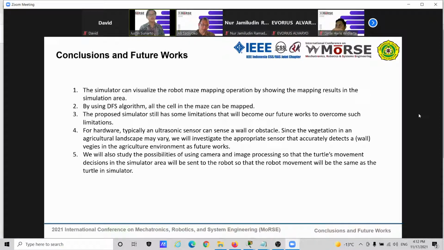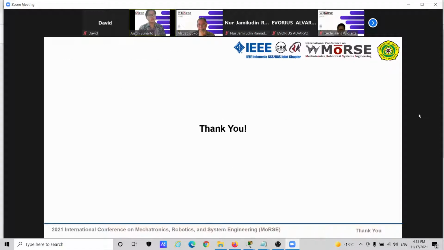But since the vegetation in an agricultural landscape may vary, we will investigate the appropriate sensor that accurately detects a wall or veggies in the agricultural environment as future works. We will also study the possibilities of using camera and image processing so that the turtle movement decision in the simulator area will be sent to the robot, so that the robot movement will be the same as the turtle in the simulator. That's all for me. Thank you.